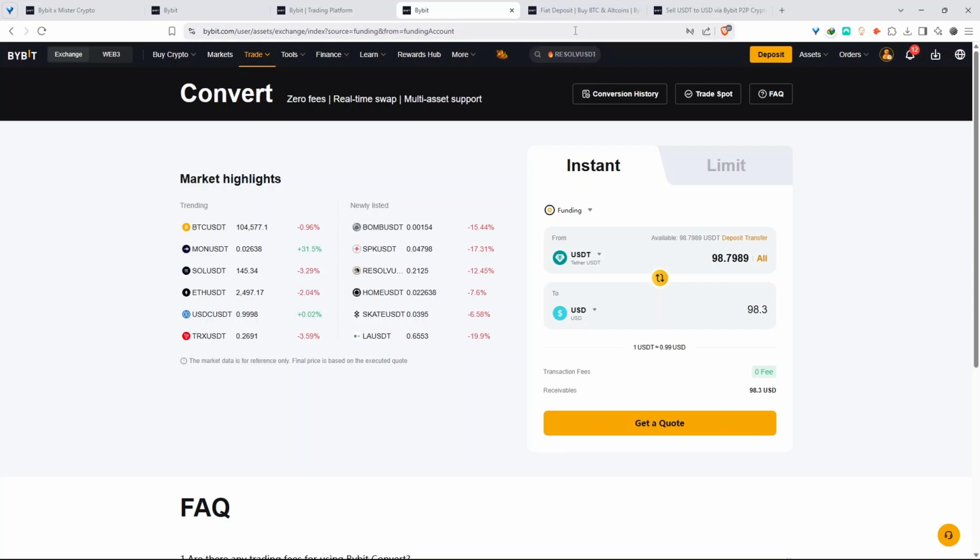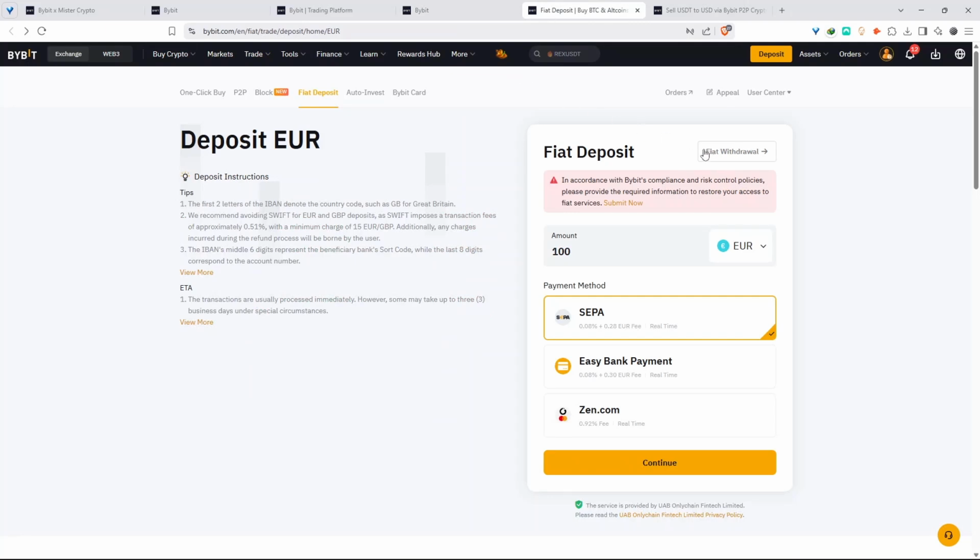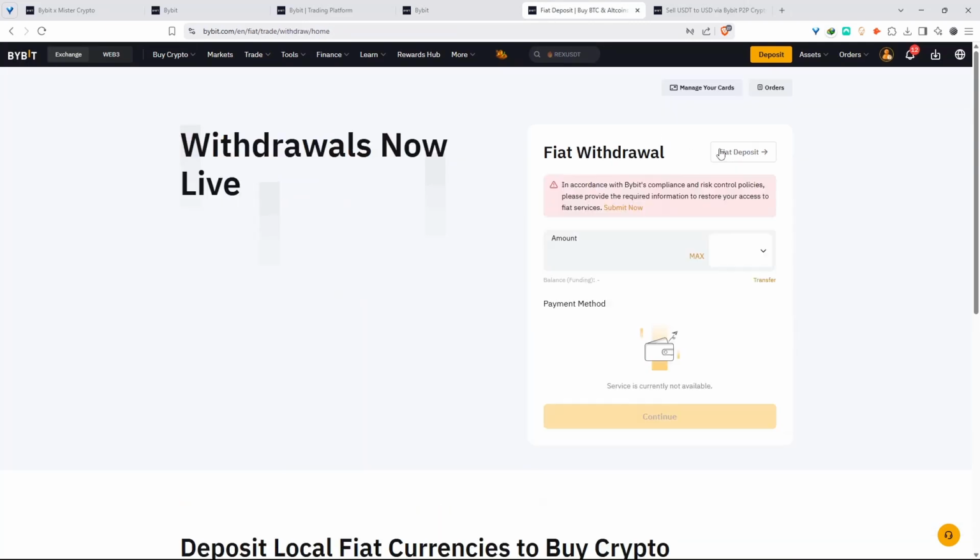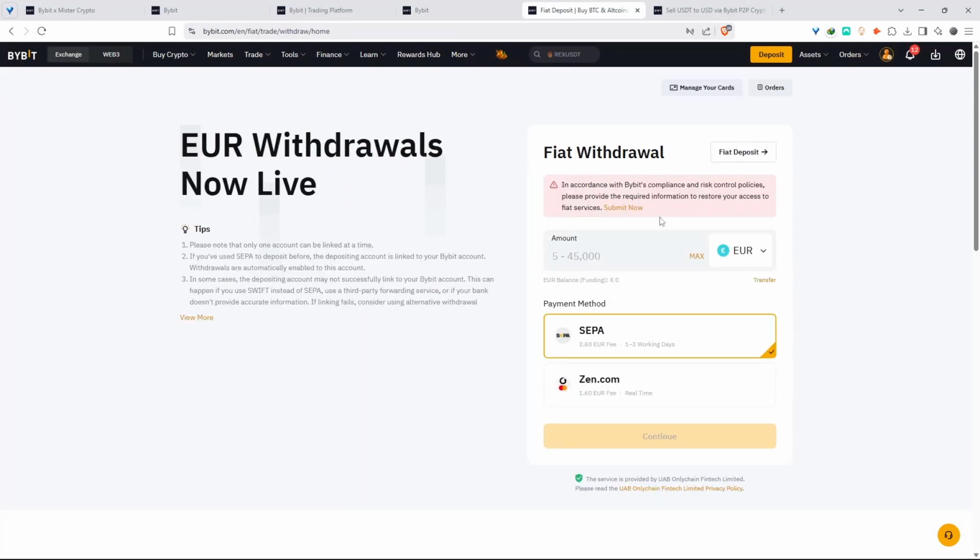Just go to the Buy Crypto section at the top and choose Fiat Deposit. Then click on the Fiat Withdrawal option over here in this Fiat Deposit box. Now choose your withdrawal method. Then enter the amount and confirm the transaction.